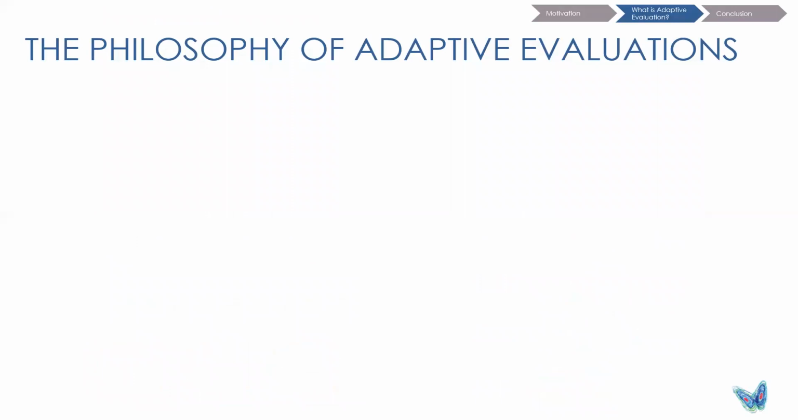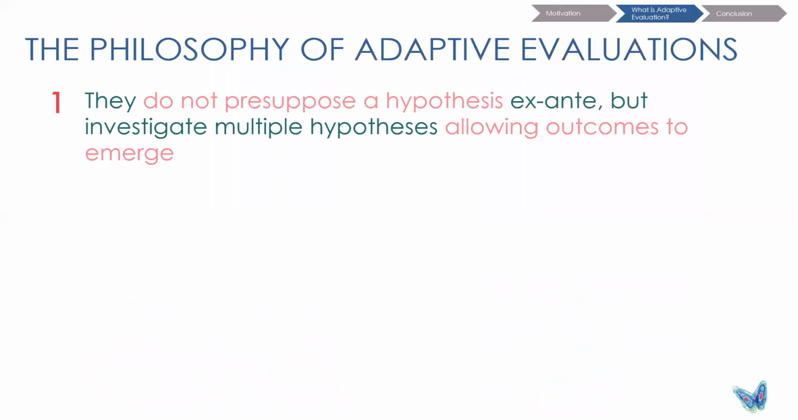But stepping back, I also wanted to describe a little bit what is the underlying philosophy or principles of an adaptive evaluation. And really, the overarching philosophy is that adaptive evaluations do not presume knowledge and focus on learning. And more specifically, we mean they do not presuppose a hypothesis ex ante, but investigate multiple hypotheses, allowing outcomes to emerge.